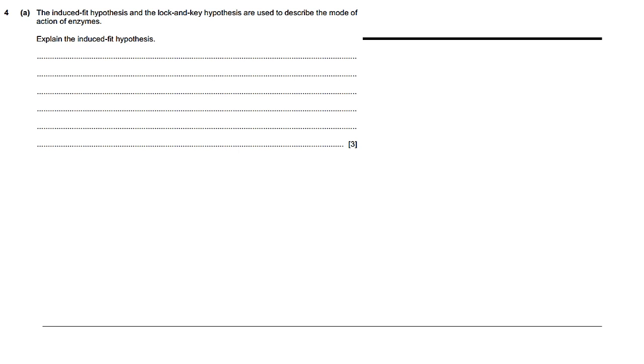So in this case, in the induced fit, what you should remember is that the substrate does not fit perfectly into the active site of the enzyme. As a result of that, the enzyme's active site will change shape or modify its shape in order to fit the substrate. And then, due to that change or that modification, the substrate is able to bind to the site to form the enzyme substrate complex. And if you write those, you will get your 3 marks.